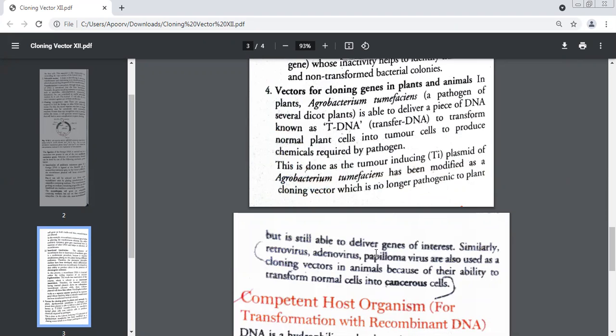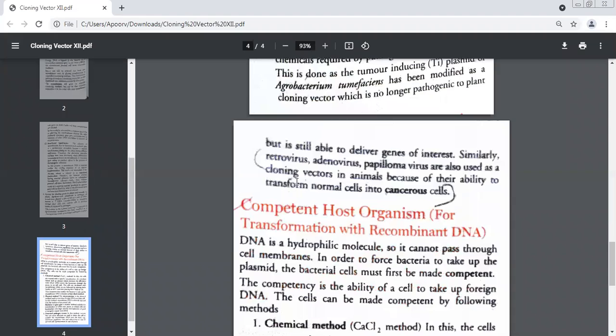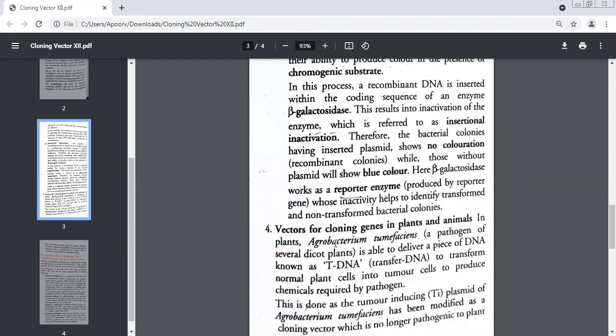And in animals, we use some more. Look here: retrovirus, adenovirus, papillomavirus. They are used as cloning vectors in animals because they have the ability to transform normal cells into cancerous cells. So name the three vectors basically used in animal cells. Retrovirus, adenovirus, papilloma. And the one used in plants?